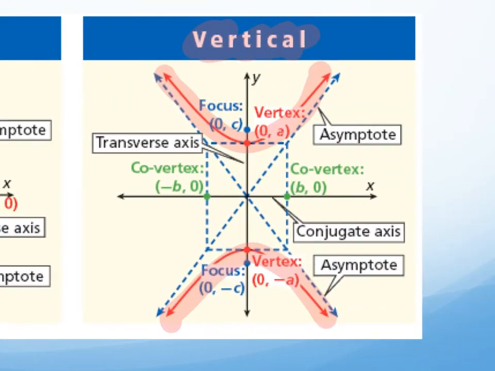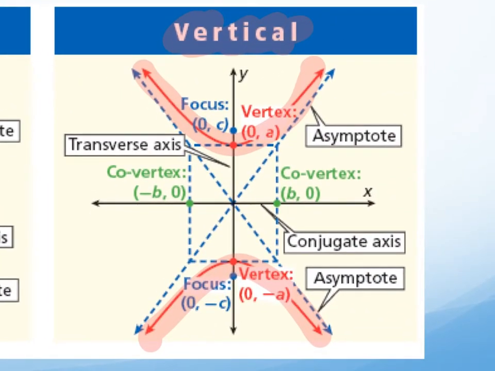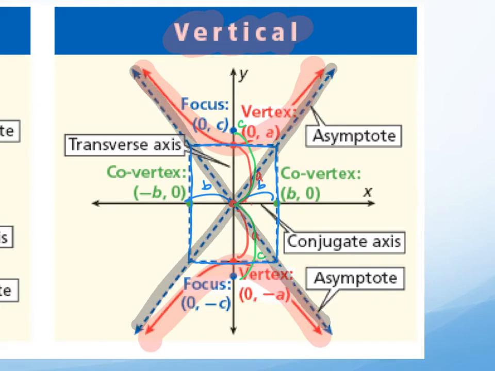That's a horizontal one. So in a vertical one, we identify the center, and now we're going to count up and down the A, right and left the B, and up and down the C. We're going to make the box based on the A and the B, and then draw your asymptotes through the corners of that box. And then draw your branches inside those asymptotes.